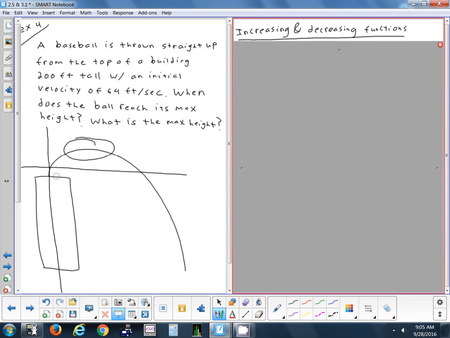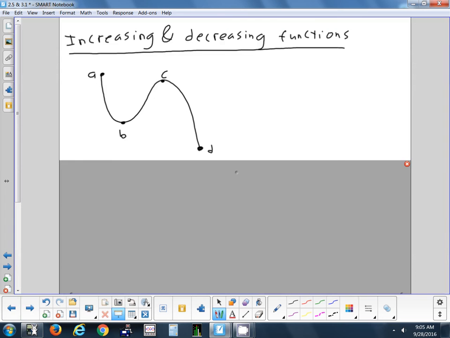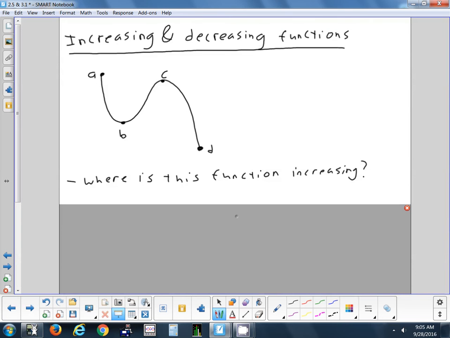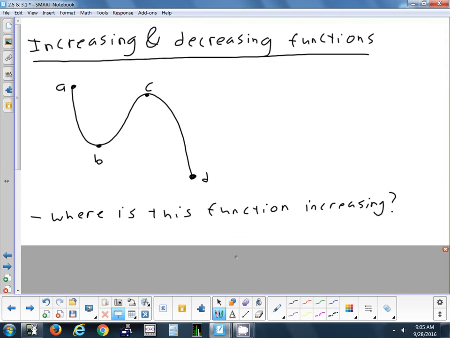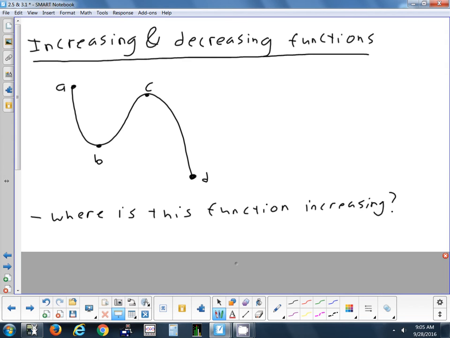All right, so the last thing we're going to look at, which is really tied in with local mins and maxes, is where a function increases and decreases. Another thing that you'll do in calculus. Okay, where is this function increasing?